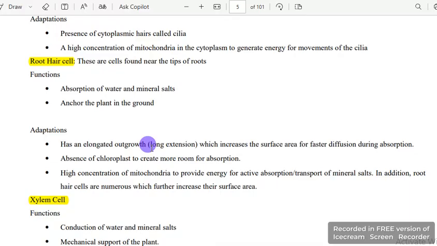Absence of chloroplast to create more room for absorption. And finally, root hair cells have a high concentration of mitochondria to provide energy for active absorption as well as transportation of mineral salts. In addition, root hair cells are numerous, which further increases their surface area. There are many root hair cells.